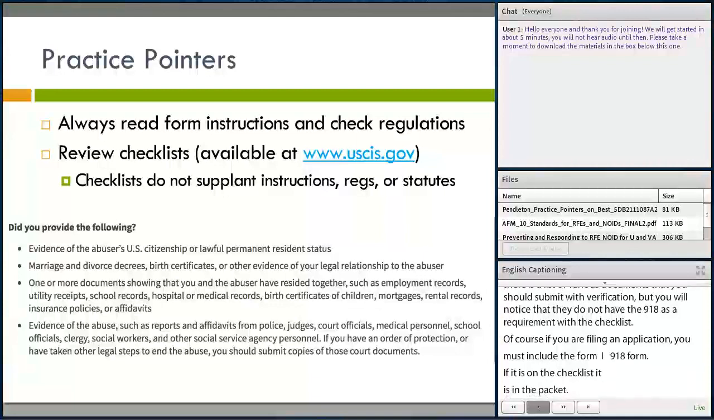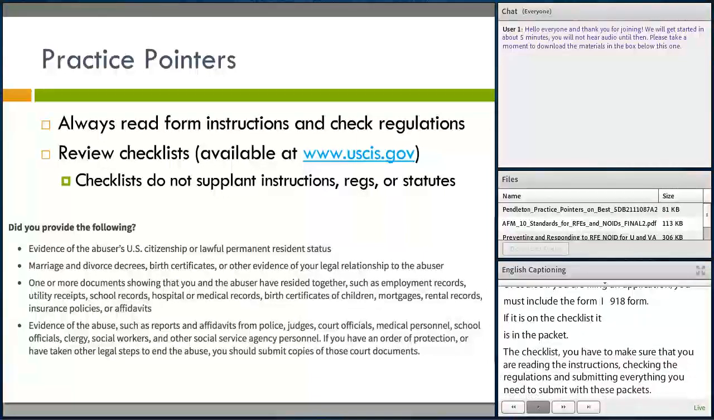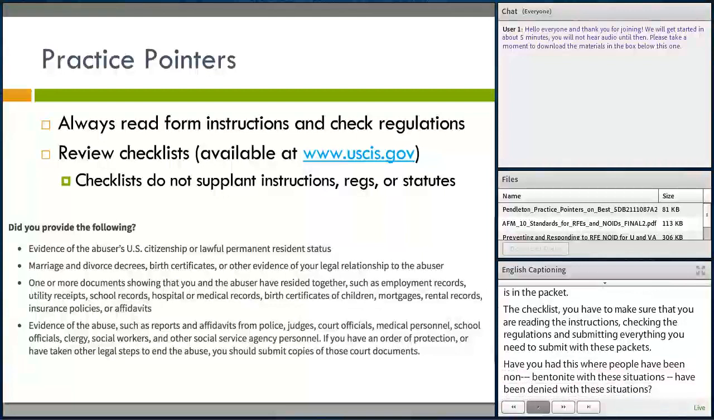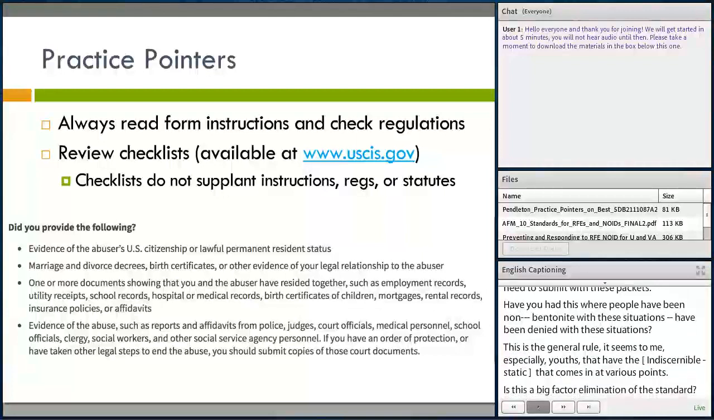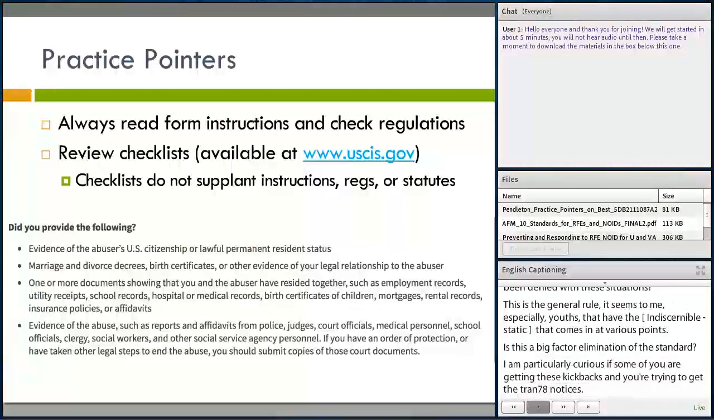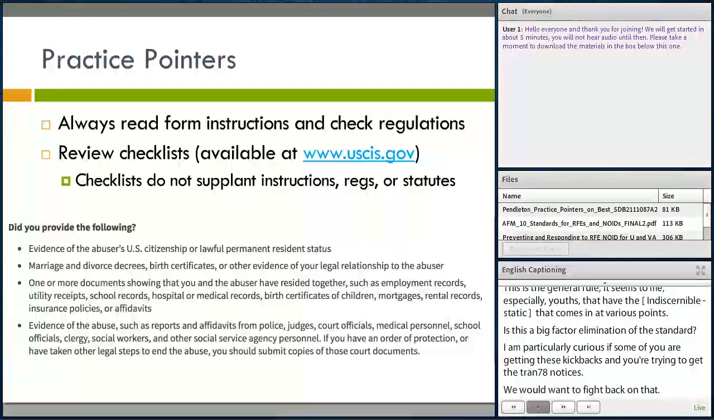So I'm curious, Amy, have you had any TA where people have been denied in this kind of situation? And if any of you out there have, please chat us, because this is a general change, and it seems to me that especially U's and VAWAs, which have this prima facie standard that comes in at various points, is this just basically a de facto elimination of the prima facie standard? So I'm particularly curious if some of you are getting these kickbacks and you're trying to get prima facie notices on either U visa cases or VAWA cases, because we would want to fight back on that. Because the standard for that is supposed to be a statement of facts that, if supported, would lead to approval. That's definitely not what they're saying here, it sounds like.